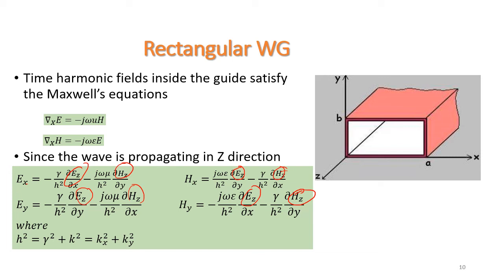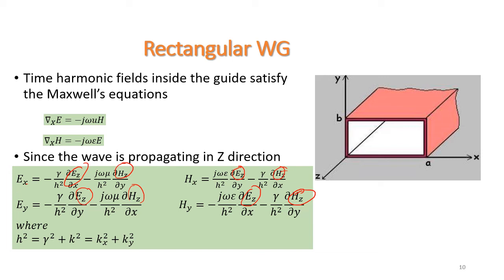Now, if Ez is equal to 0, then we can find out Ex, Ey, Hx and Hy with the help of Hz. One of the terms, the Ez term, will be 0. If Hz is equal to 0, then with the help of Ez, we can find out Ex, Ey, Hx and Hy. All these terms can be found out.